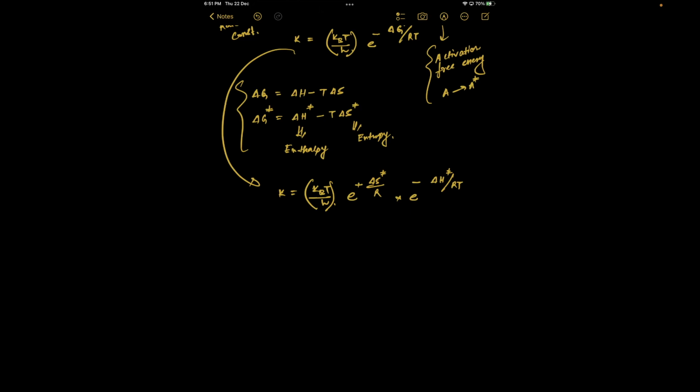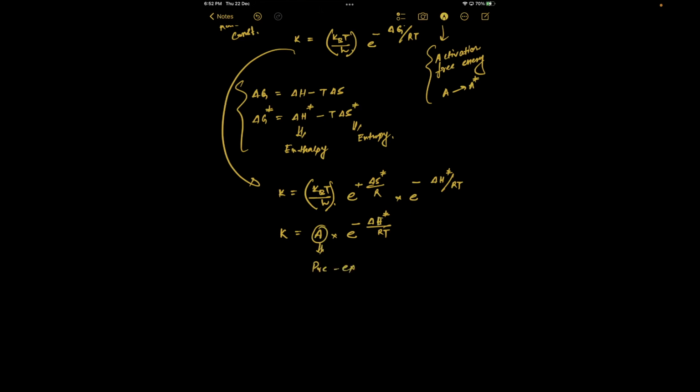So the rate constant k will be equal to some pre-exponential factor, let's say A, times e to the power minus delta H double dagger by RT. Now sometimes we associate delta H double dagger with the activation energy, but in general it is not true. I will discuss that in the next class. So A is called the pre-exponential factor.